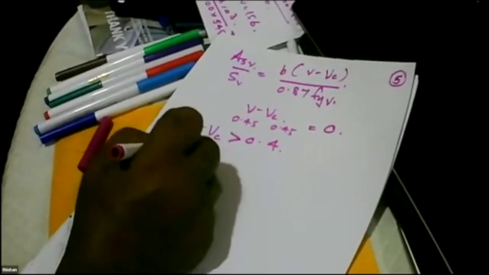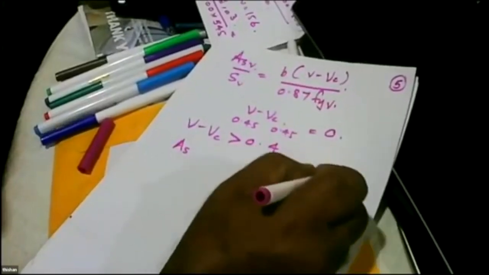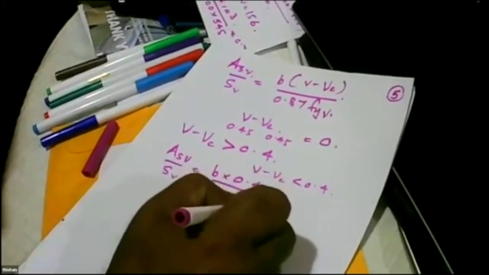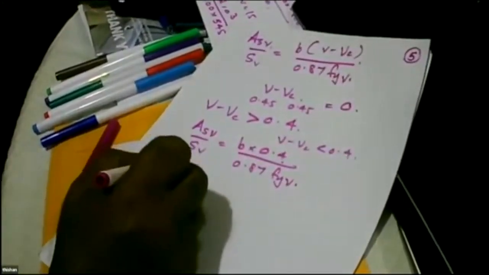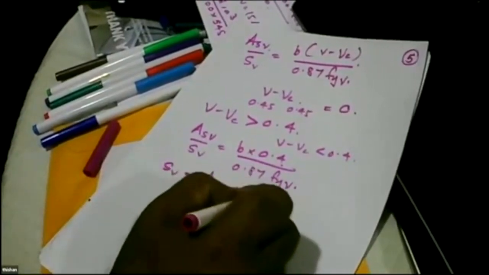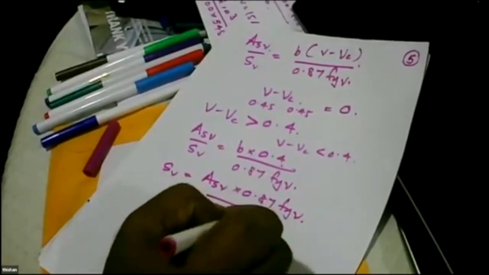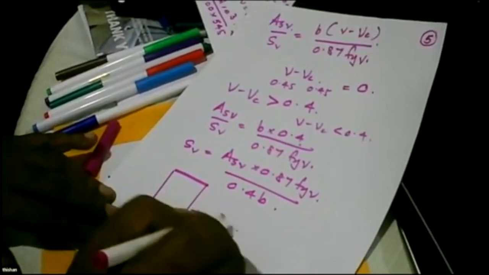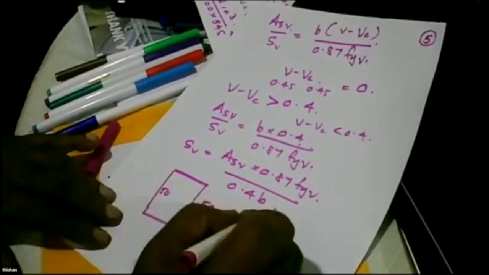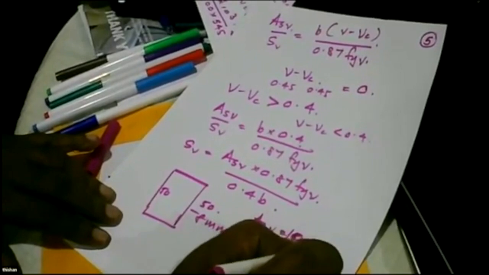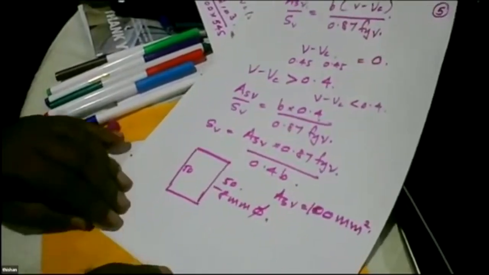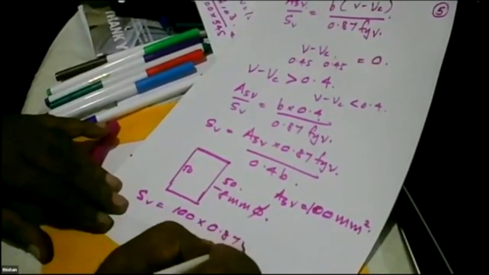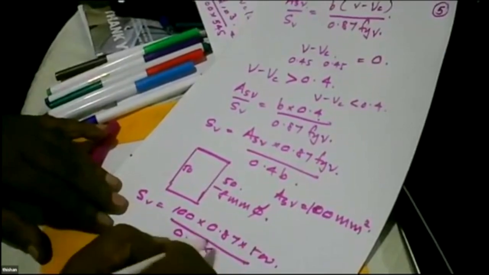So if V minus VC is less than 0.4, we say ASV over SV is equal to B times 0.4 divided by 0.87 FYV. And we call this spacing SV is equal to ASV times 0.87 FYV divided by 0.4 times B. In this equation, ASV means if you are using 8mm bars, 50 here, 50 here, ASV means 100 square millimeters. Got it? Yes, sir. So SV is equal to 100 times 0.87 times 500 divided by 0.4 multiplied by breadth.